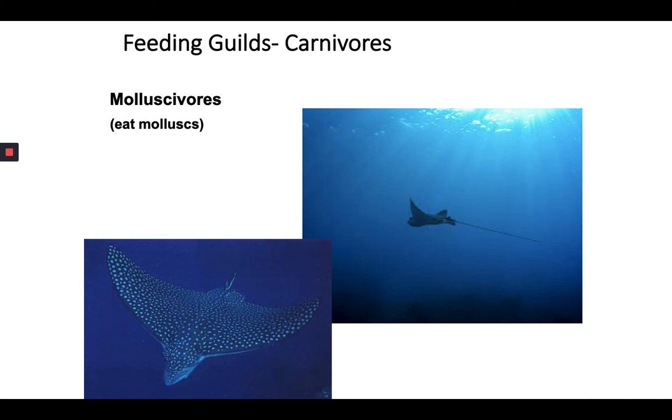Another type of carnivore is a molluscivore that eats mollusks, and these are spotted eagle rays. They go down along the bottom, and they have ampullae of Lorenzini like the sharks, so they can sense clams and things that live under the sand, and they dig them out. They have a very good crushing jawbone with teeth, and they can crush the clam and eat what's inside.